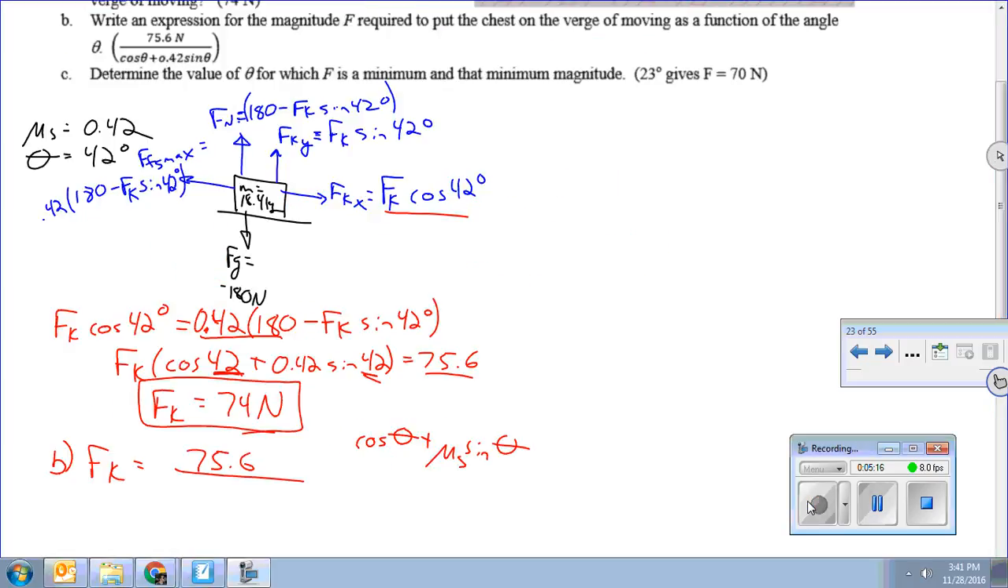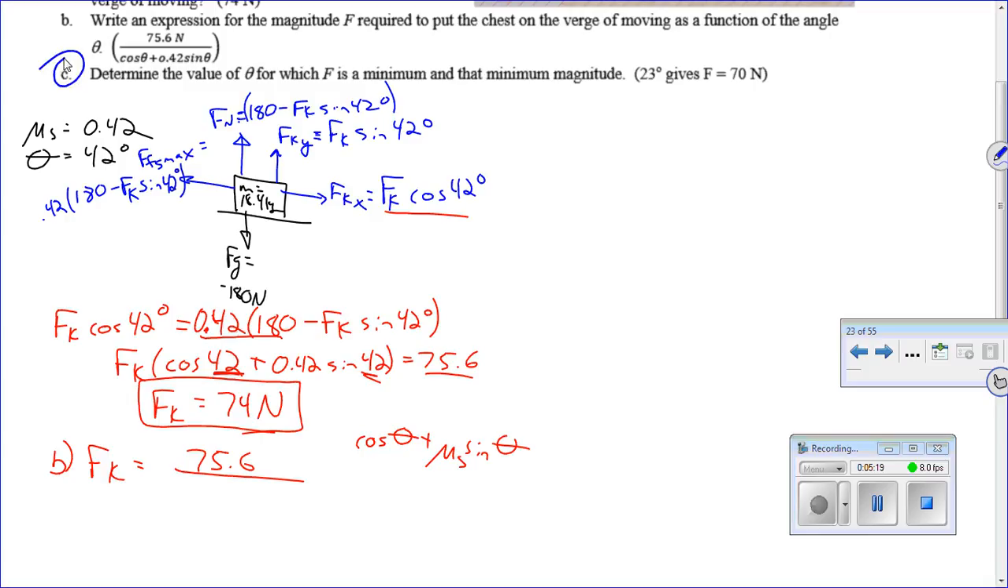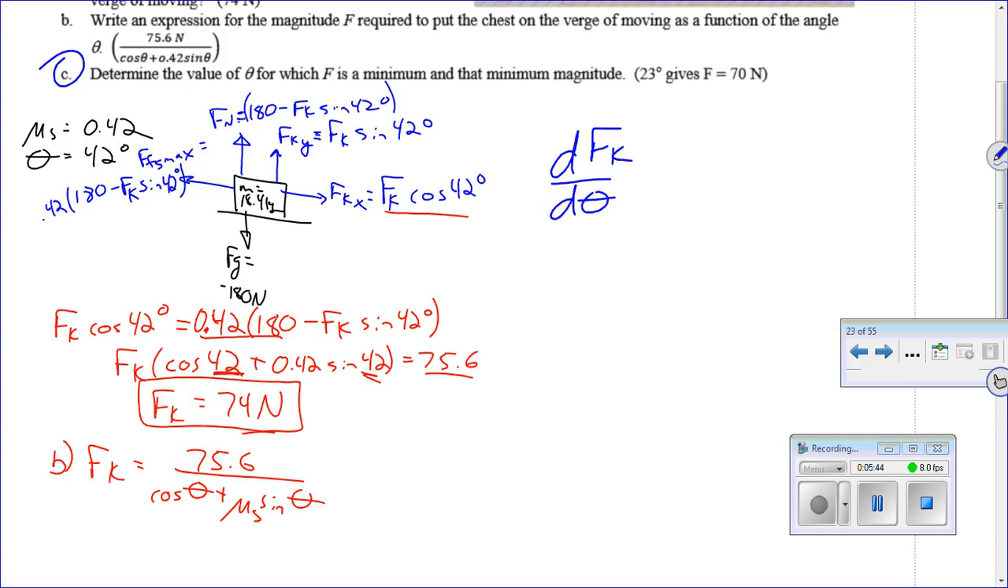All right, so then finally we're going to do part C here, where we're going to determine the value of theta for which the force of the kid is a minimum and find the minimum. So we are trying to minimize the force of the kid, right? So that means take a derivative. So we want to find the derivative of the force of the kid with respect to theta.